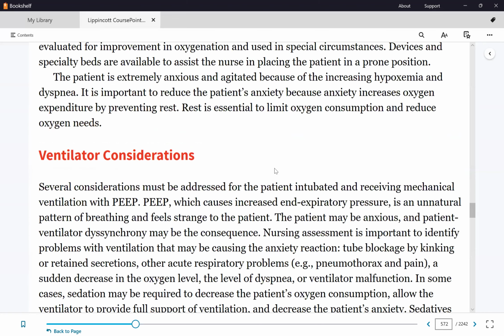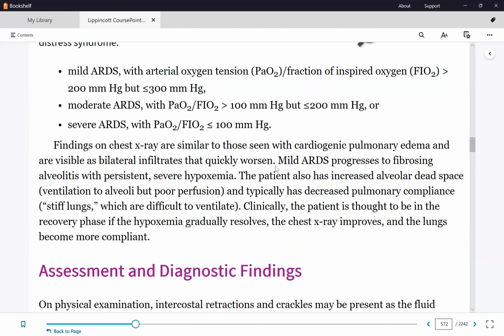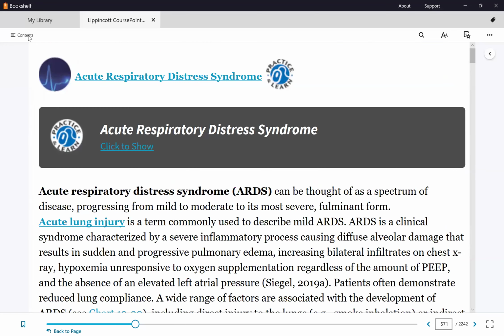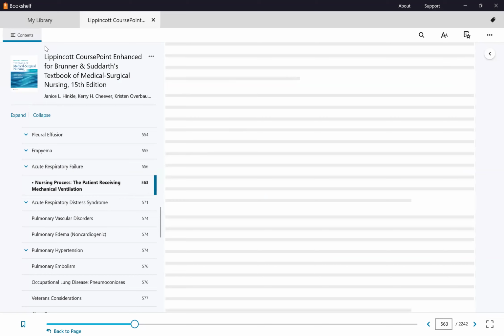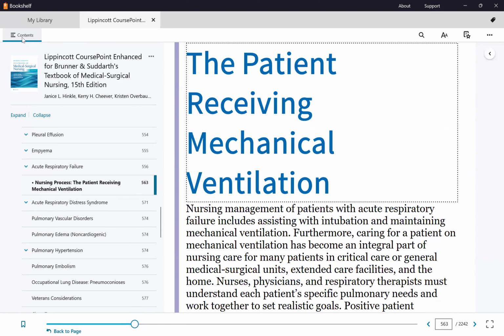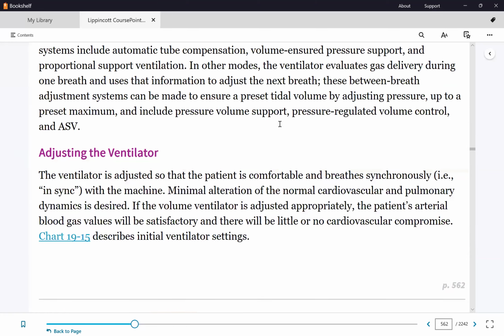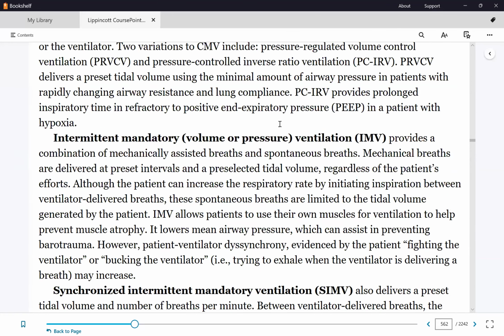Let's go now to mechanical ventilation, because we have to intubate these patients and then put them on a ventilator. Let's go back to page 560.